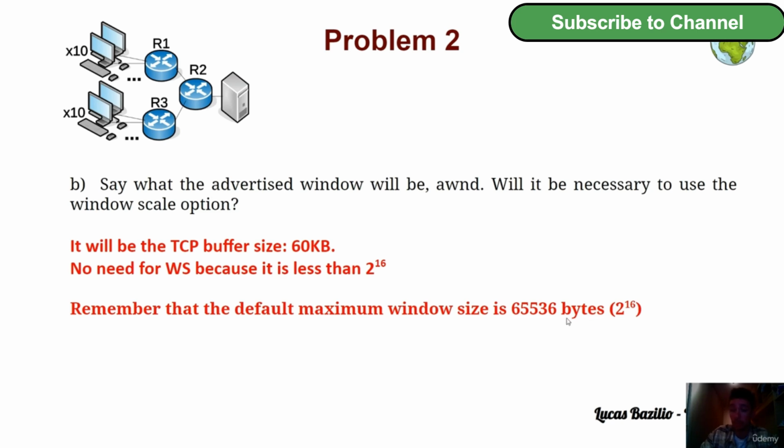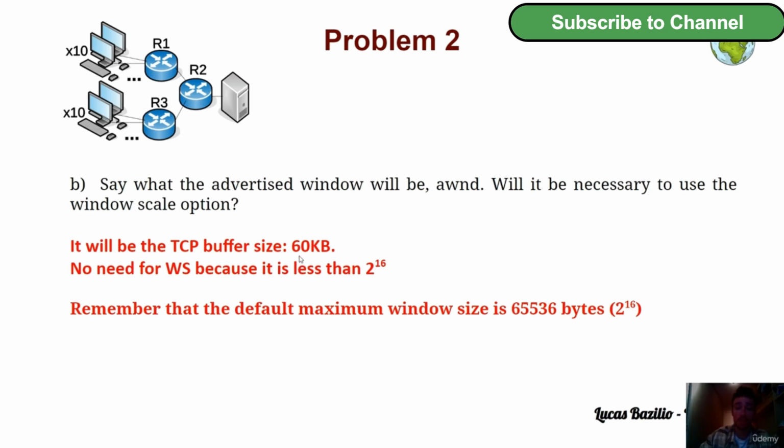Otherwise, there will be no need, since if it is smaller, the default window size provides sufficient granularity for flow control and efficient data transfer. And this is precisely our case. The Windows scale will not be needed because the advertised window is 60 kilobytes, which is a value less than 2^16 bytes.